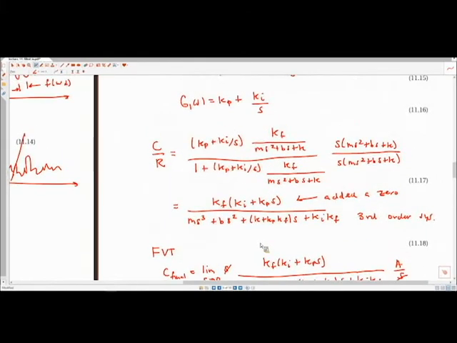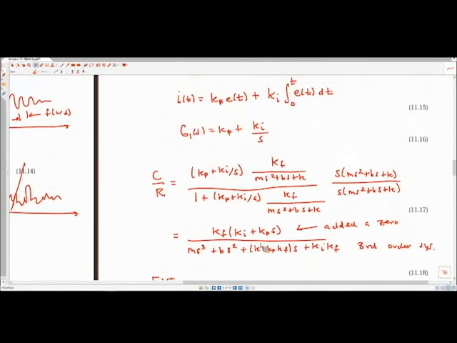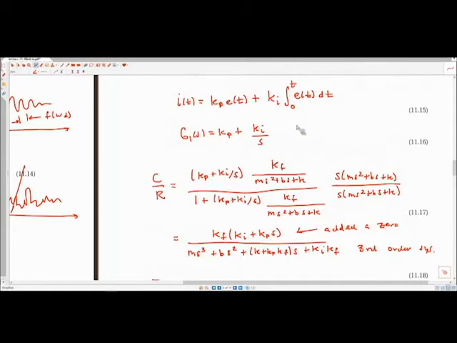Sorry, one thing I forgot to mention here. This ties into the lecture on Friday before spring break, where we talked about system type. Another way I could write this is to get everything under a common denominator of S. This is then KP S plus KI. So what we're doing when we add an integral term is increasing the system type by 1. If our system was naturally type 0, it's now type 1. If it was naturally type 1, it's now type 2.